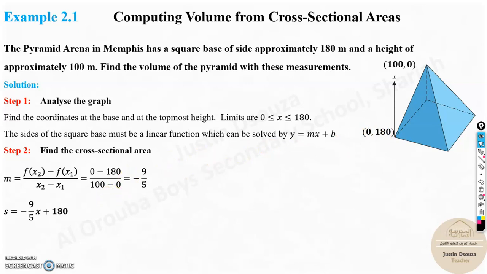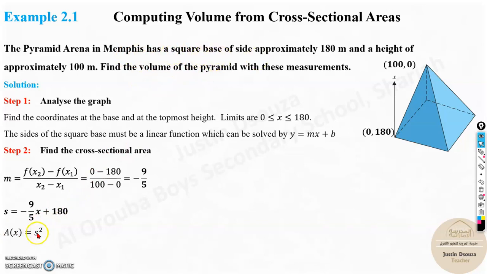Next, what would be the next thing? Area A of x is equal to s squared. This is the side. Over here, A of x is required to be used in the formula. So the area of a square is side squared. What I meant by given is that the square is given.